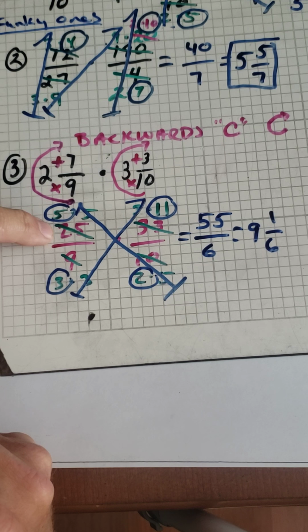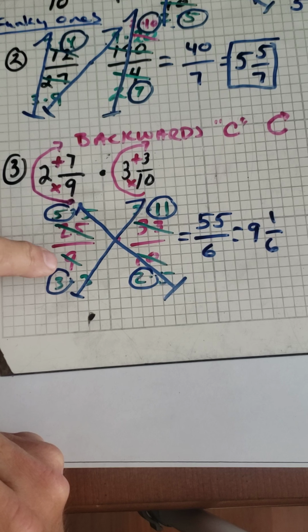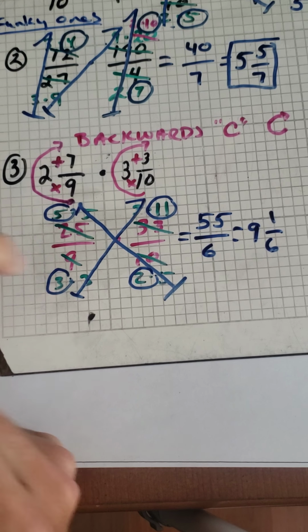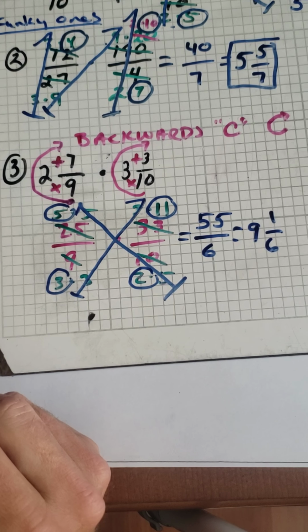If you think about this problem, they would have had to multiply 25 times 33 and then divide that answer by 90 and come up with 9 and 1/6. That is not a very realistic thing.